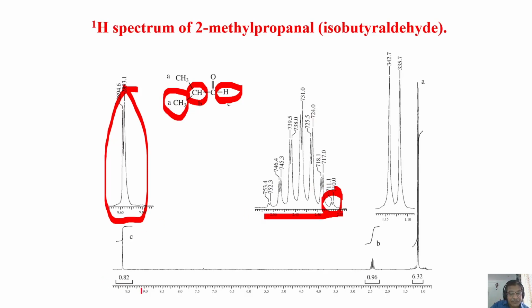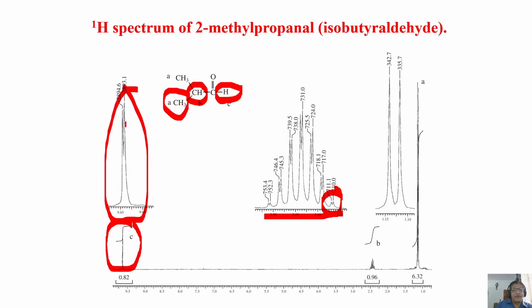Now we can understand how the spectrum of 2-methyl propanal can be assigned. There is some peak which is coming around 9.6. This one is the CHO proton. It is 9.6 ppm. Correct. Now we know. This CHO proton, if you carefully see, is a doublet. Why is this a doublet?